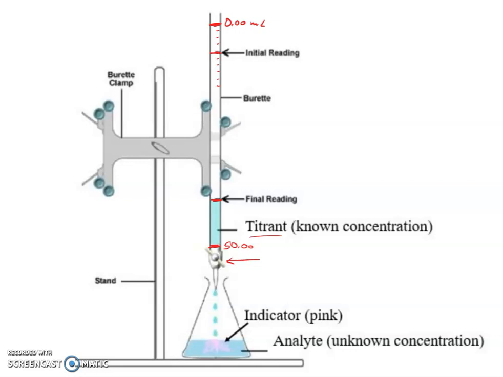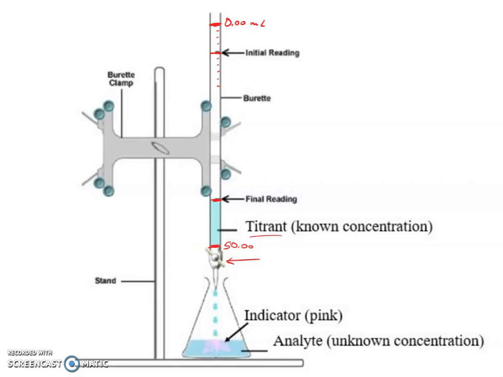Because we're looking for this color change, and we don't want it to be a really dark color change. Let's say that our solution is going to turn faint pink. Well, we want drop, drop, drop, drop, drop, so that as soon as it turns slightly pink, we can close the valve, close the stopcock, and then we can accurately record our volume that got us to the endpoint. If you have a stream of titrant, you're not going to stop it accurately, and you're going to have a poor measurement of the volume needed to get to that endpoint.